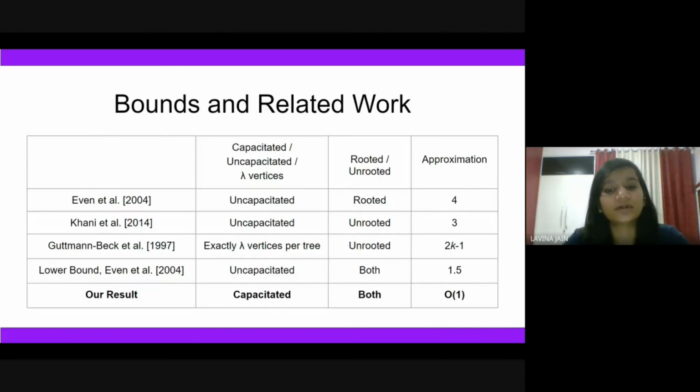In this paper, we give the first constant factor approximation for the capacitated version of the min-max tree cover problem for both rooted and unrooted cases. The approximation factor for now is quite large, but we believe that it can be improved by close observation.